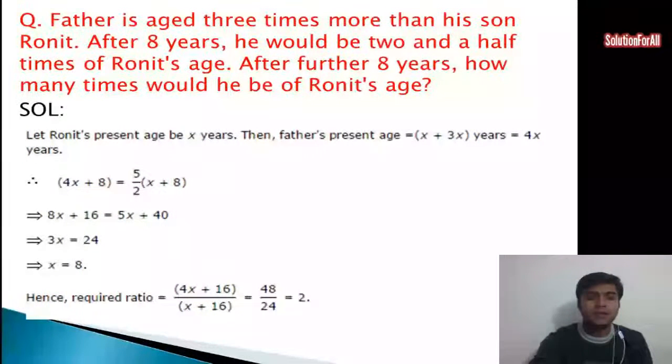So the equation over here is 8x plus 16 is equal to 5x plus 40. So the value of x is 8. Now what I have to find, how many times would he be Ronit's age? So the present age of father is 4x plus 16. Now the present age of Ronit is x plus 16, that is equal to 48 upon 24, that is equal to 2. So he is 2 times the age of Ronit.